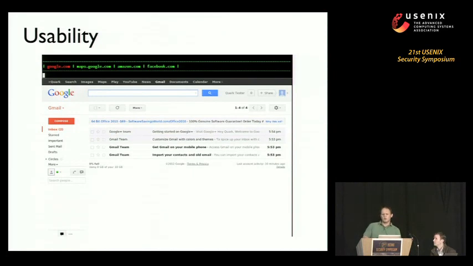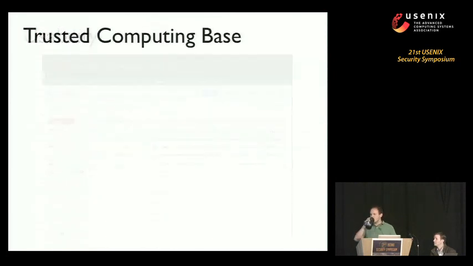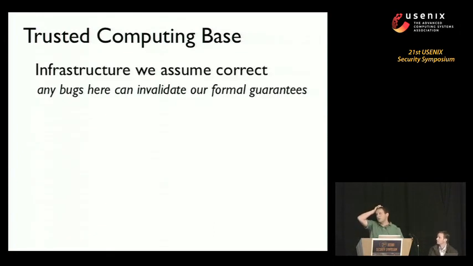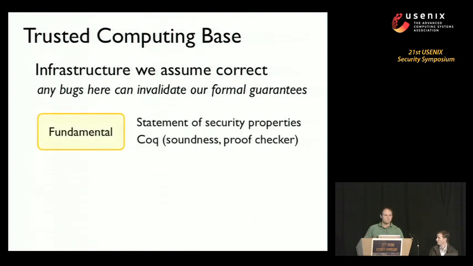So we can also evaluate QUARK in terms of its trusted computing base. In particular, the trusted computing base corresponds to elements of our system that we assume to be correct. So a bug in any of these components could completely invalidate our formal security guarantees. And there's two types of elements in the trusted computing base. The first are fundamental. They will always be in the TCB. There's nothing we can do about it.